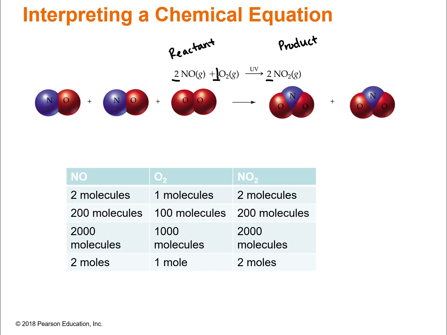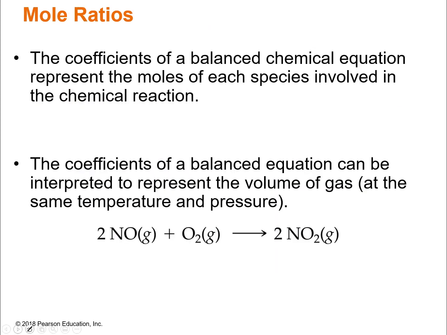But the most helpful one is all the way down at the bottom. I can say 2 moles of nitrogen monoxide are combined with 1 mole of oxygen gas, and that makes 2 moles of nitrogen dioxide. This is the interpretation that we're going to be using throughout this lecture. The coefficients of a balanced chemical equation represent the moles of each species that are involved.